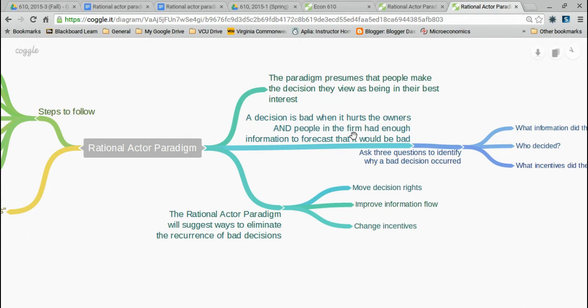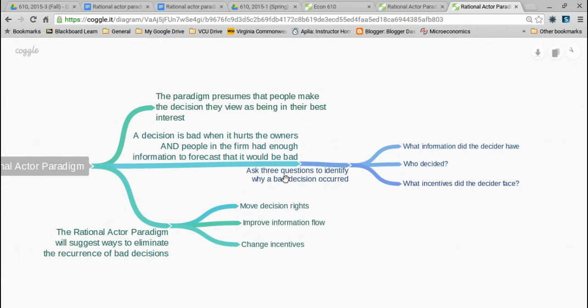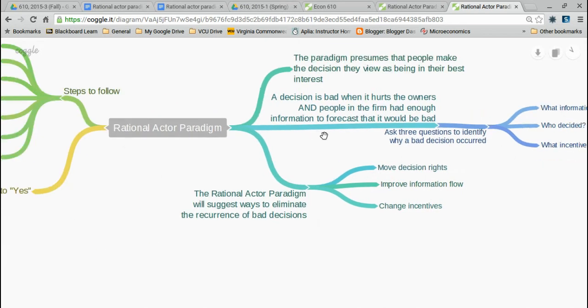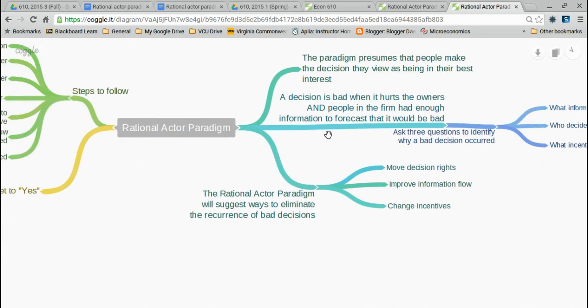We put these two things together, we can ask three questions to identify why a bad decision occurred. First, who decided? Second, what information did the decider have? And third, what incentives did the decider face? Once you get the answer to those questions, you can usually have a pretty good idea about why the decision occurred. Once you've got answers to those three questions, solutions become quickly obvious, or at least potential solutions become obvious.